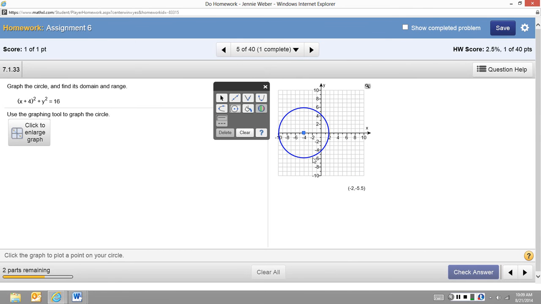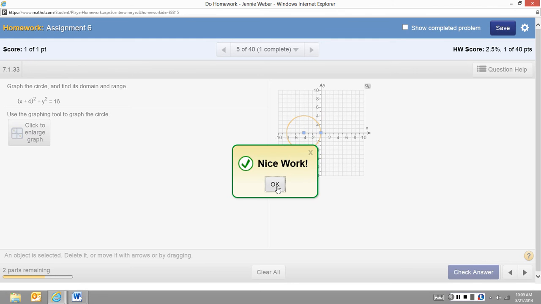Then, what is my radius? Well, it's the square root of the constant. The square root of 16 is 4. So that means from this, I want to go out 4. So this point here has to be (0, 0), because then that's 4 from my original point. So there's my graph, and then I hit check answer.